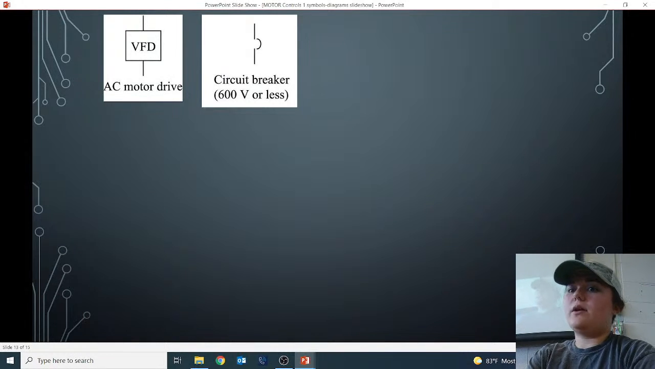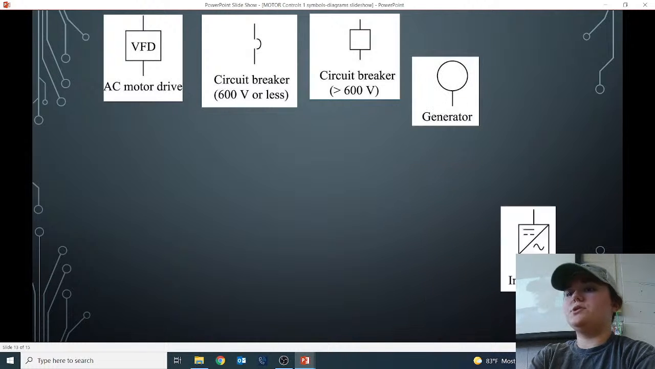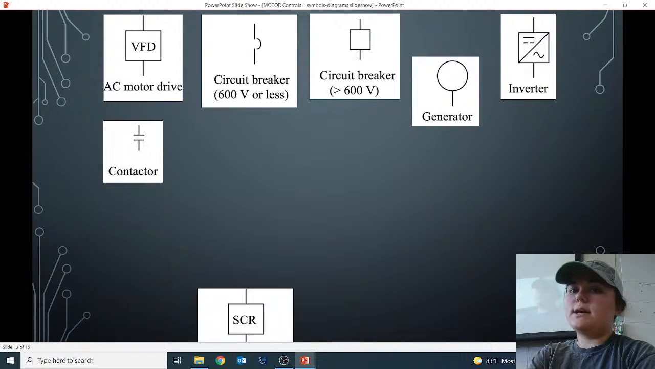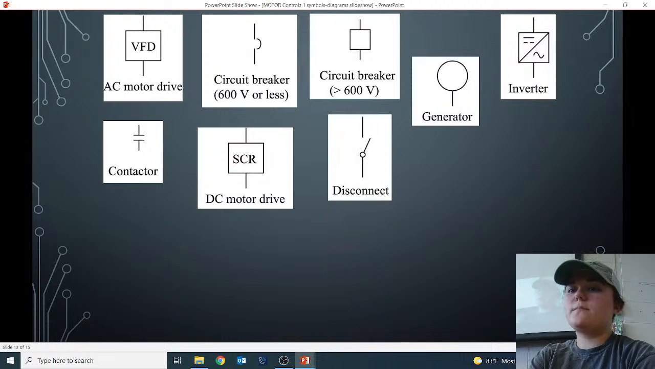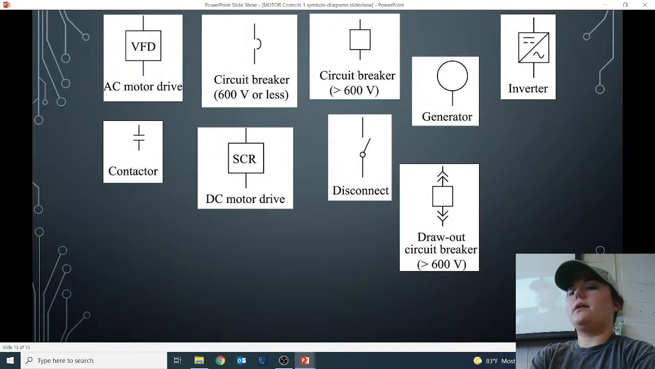So see, this is a circuit breaker, 600 volts or less. And that's a circuit breaker greater than 600 volts, sorry. So it's a little bit different. And then there's your generator. We said that looked like a balloon, remember? And then there's an inverter. A contactor, which would be normally open. DC motor drive. A disconnect. A draw out circuit breaker greater than 600 volts.